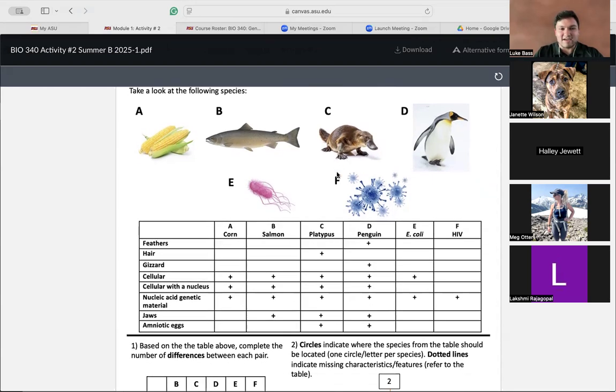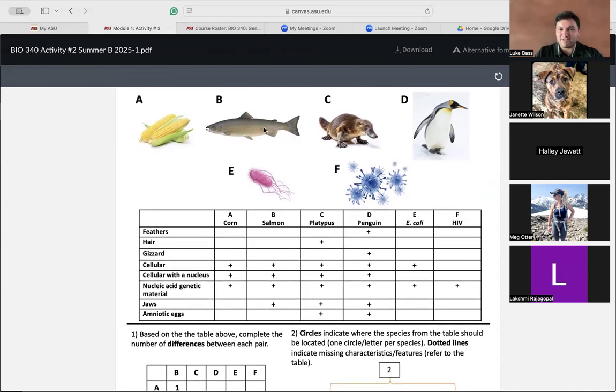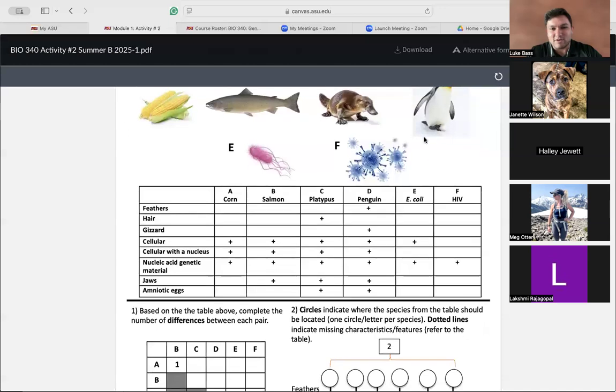So as you can see, we're looking at corn, some type of fish, it looks like, platypus. Those are really interesting animals, honestly. And then penguins, and then it looks like HIV and then E. coli. Okay, I see. So it's salmon for the fish.